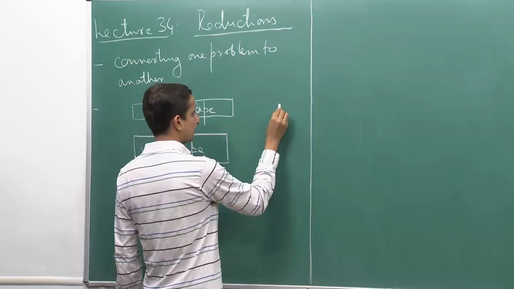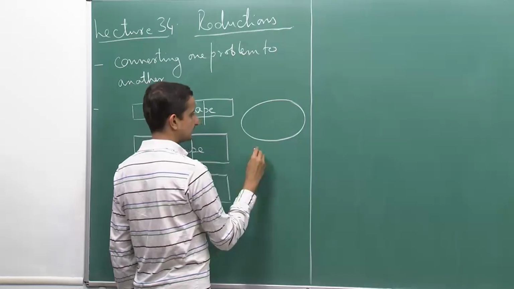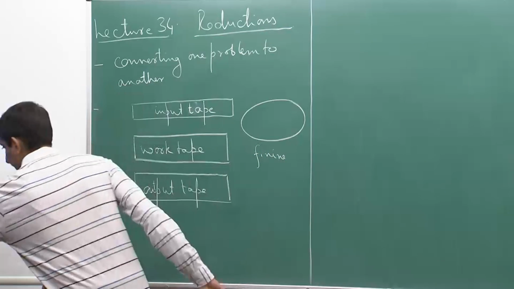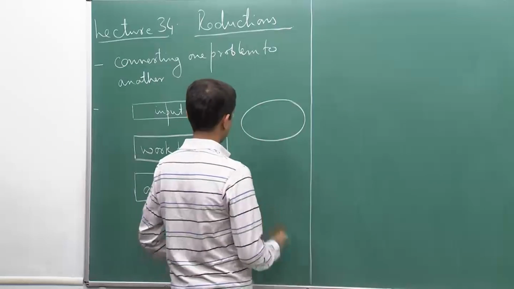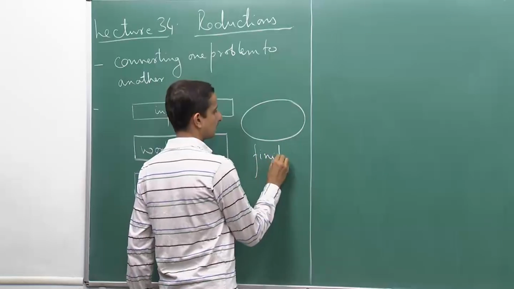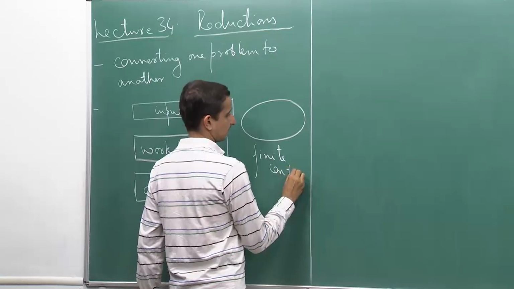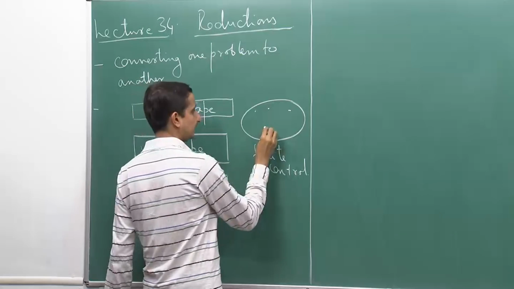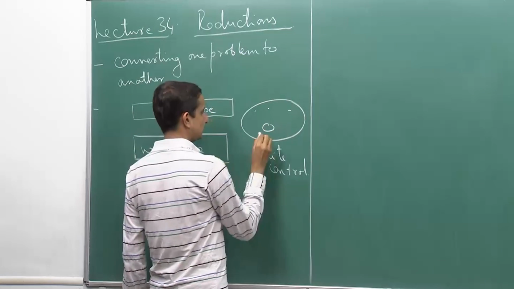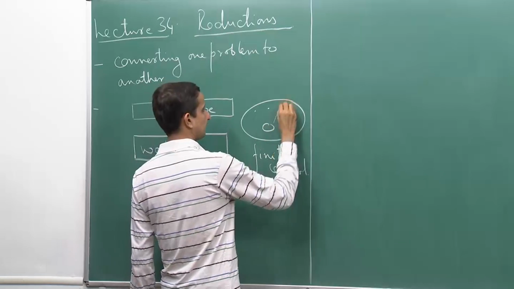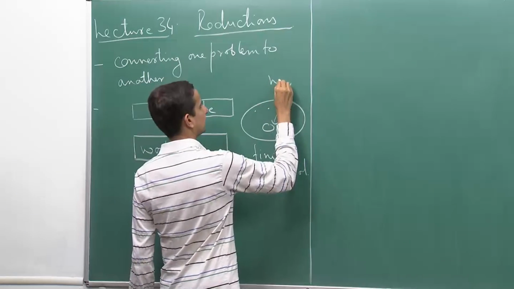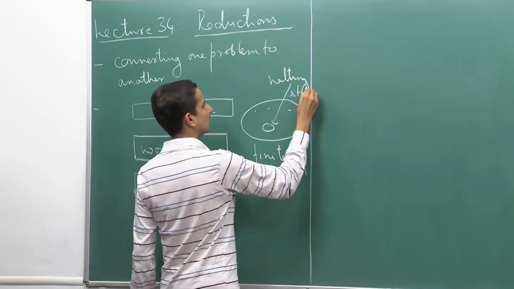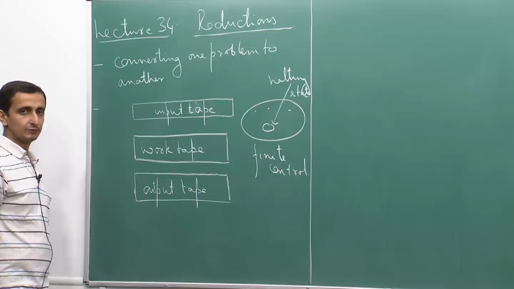Also in our finite control, in addition to all the states, we will assume that there is one state which we call the halting state. So, this is the convention that we use.